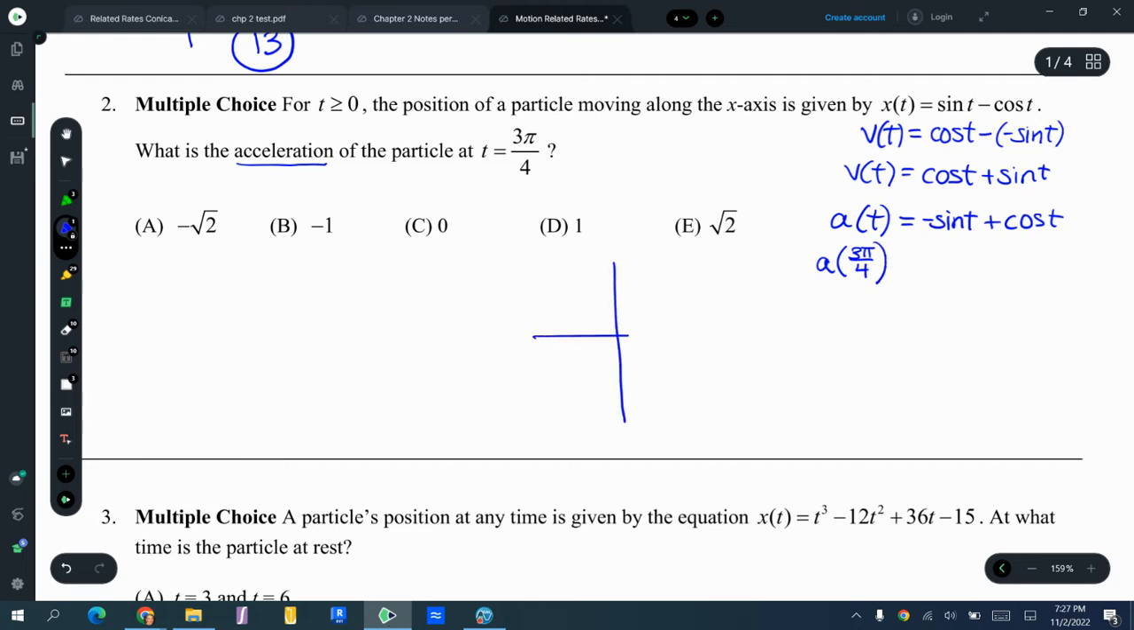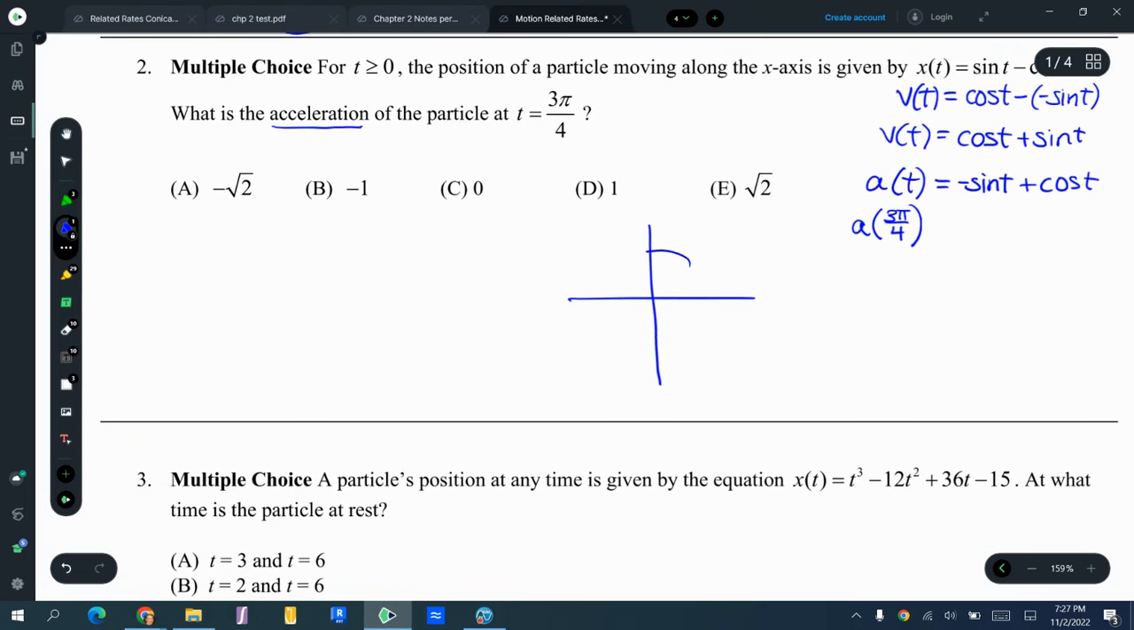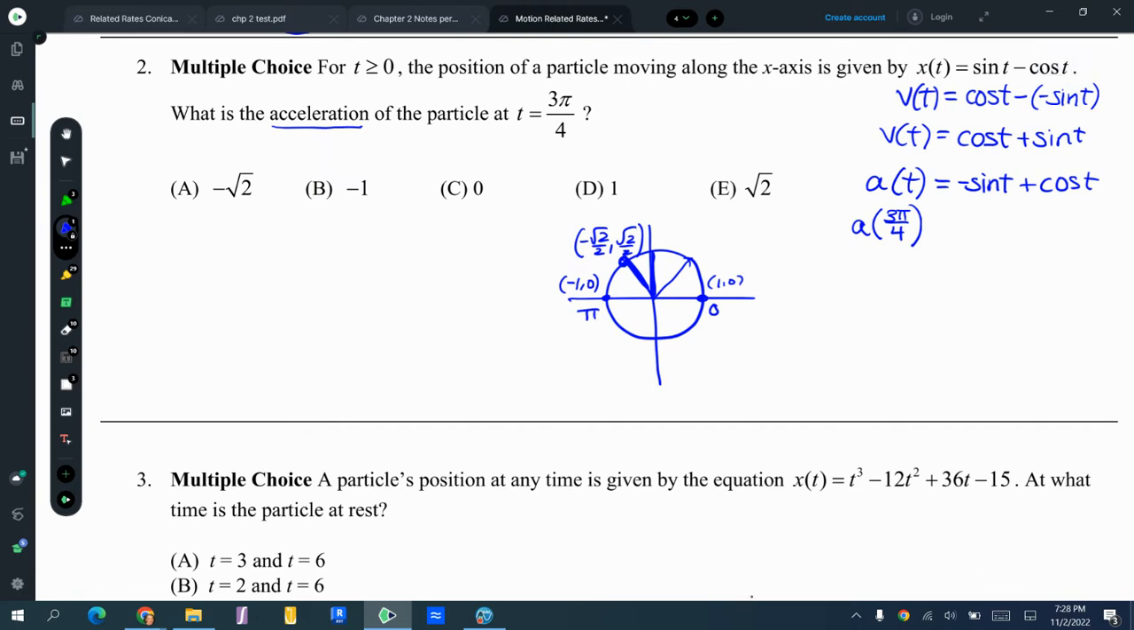All right, unit circle lovers, 3 pi over 4. This is 0 radians and a coordinate point of (1, 0). This is pi radians with a coordinate of (-1, 0). So there's 1 pi over 4, 2 pi over 4, 3 pi over 4 is right here. And this corresponds to negative radical 2 over 2 and positive radical 2 over 2. Oh my gosh, I can't even talk. Radical 2 over 2. So the sine is the y value.